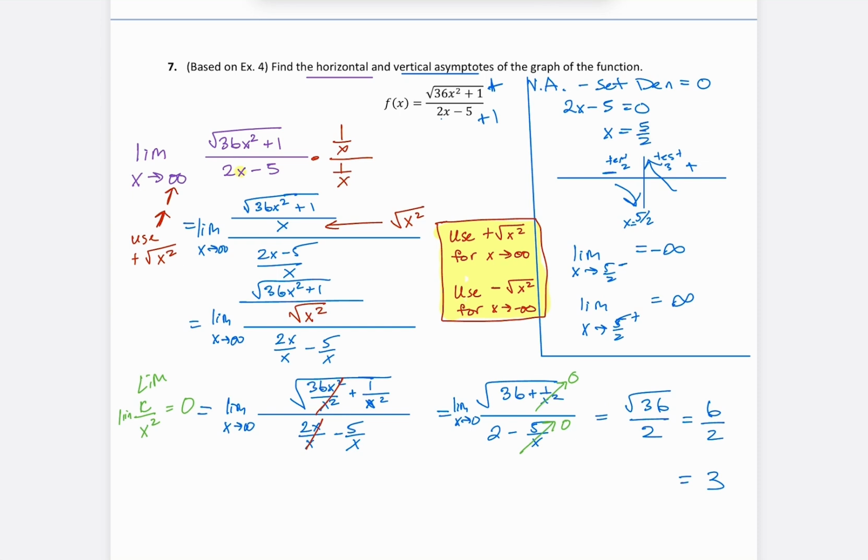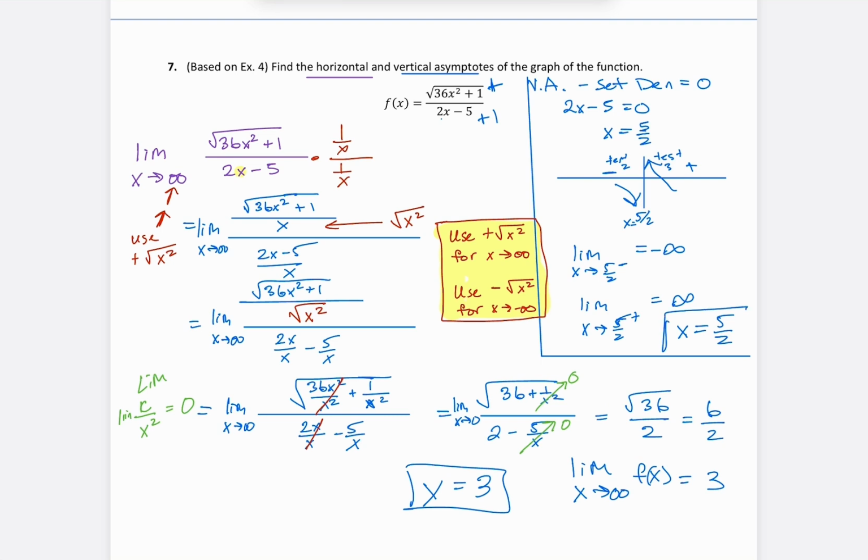So that gives us one of the horizontal asymptotes. As x goes to positive infinity, or as it goes to the far right, we get 3, so the horizontal asymptote is y equals 3. That is one of our asymptotes. We got the vertical asymptote at x equals 5 over 2. So that's another asymptote.